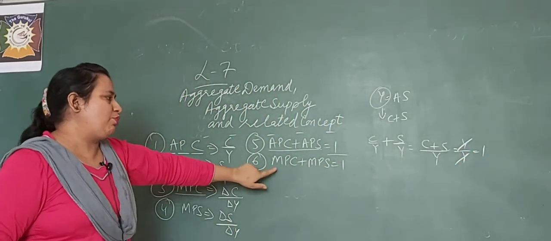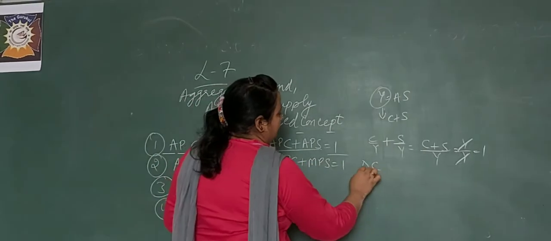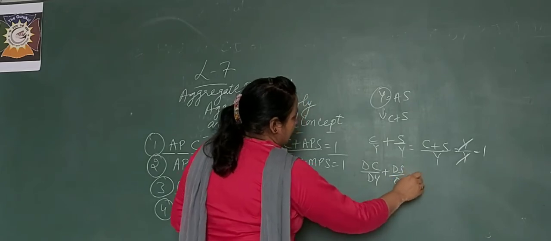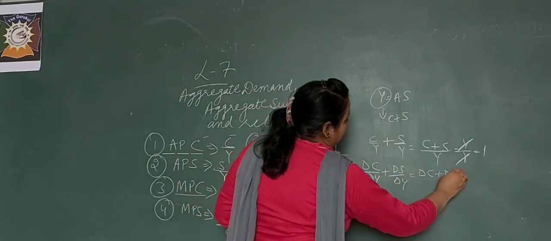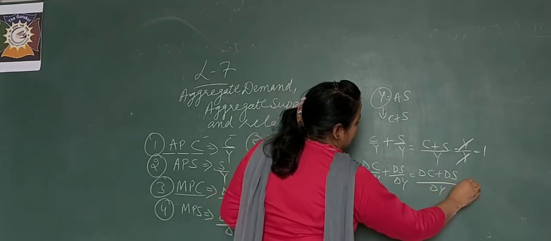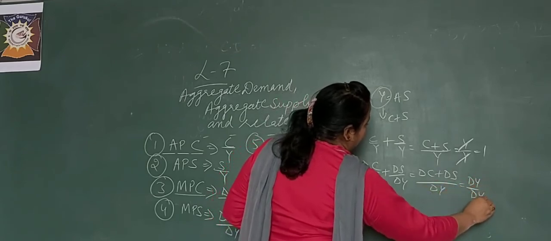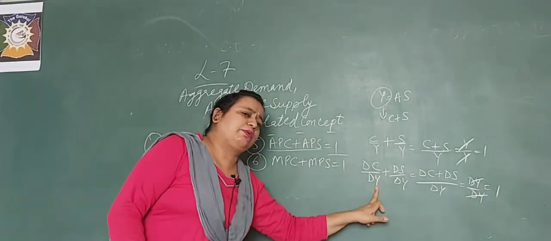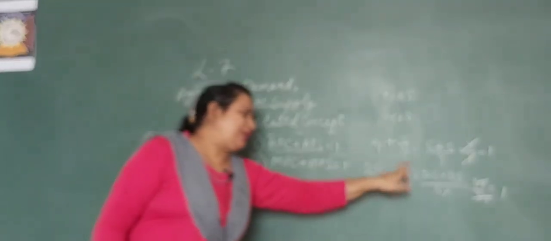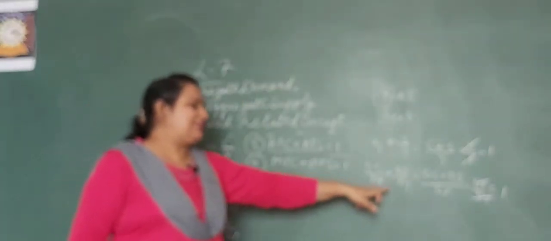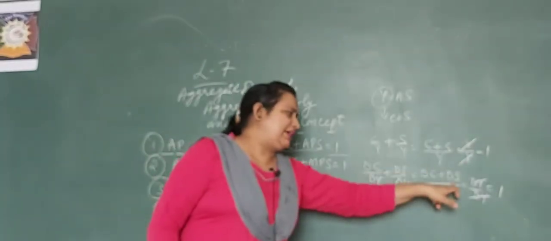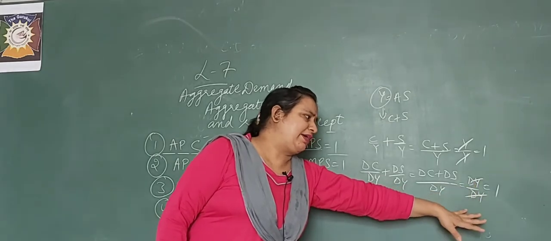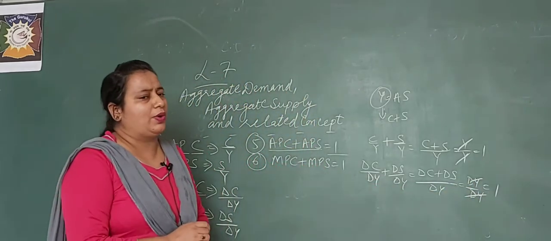The same we can prove for delta C upon delta Y plus delta S upon delta Y, that is delta C plus delta S upon delta Y. The value will come equal to 1. We know MPC is equal to delta C upon delta Y and MPS is equal to delta S upon delta Y. I will take the LCM delta Y. Delta C plus delta S will be added, and it will be equal to delta Y. Delta Y will be cut by delta Y and the value will be equal to 1.